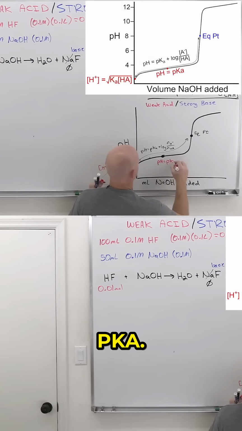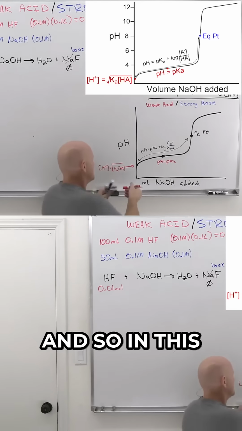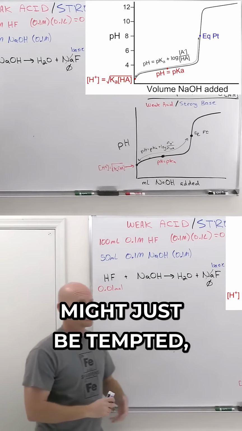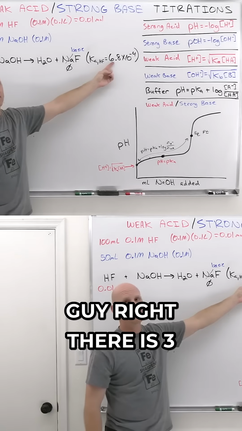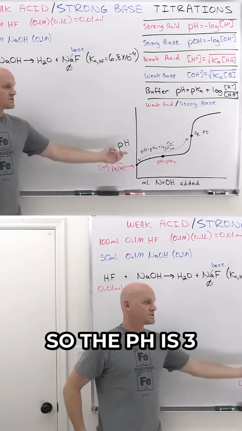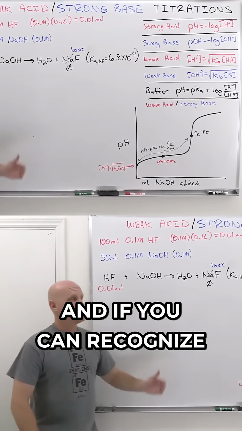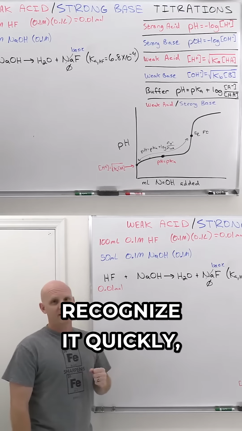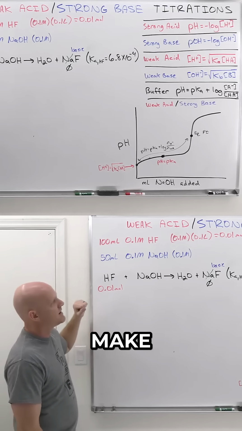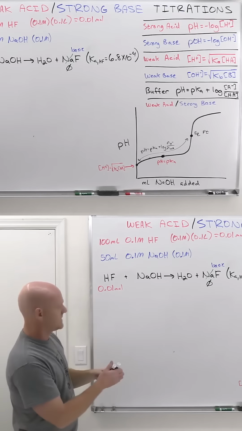pH equals pKa. And so in this case, if we realize we're at the half equivalence point, we might be tempted to say, well, okay, negative log of that guy right there is 3.2, so the pH is 3.2, done. And if you can recognize this quickly, it will save you a ton of time. But if you can't recognize it quickly, you're still going to make it to the right answer here. So let's take a look.